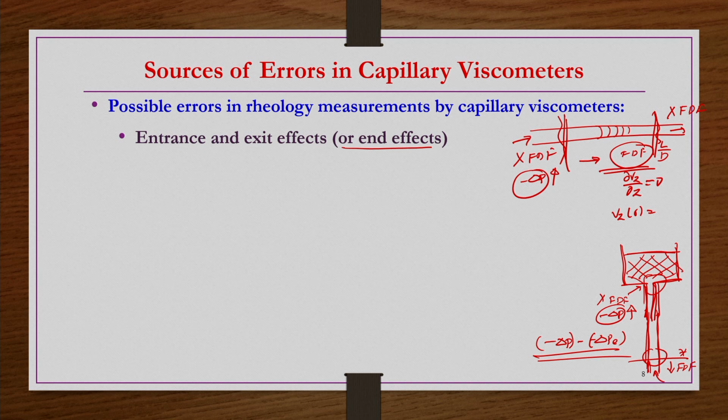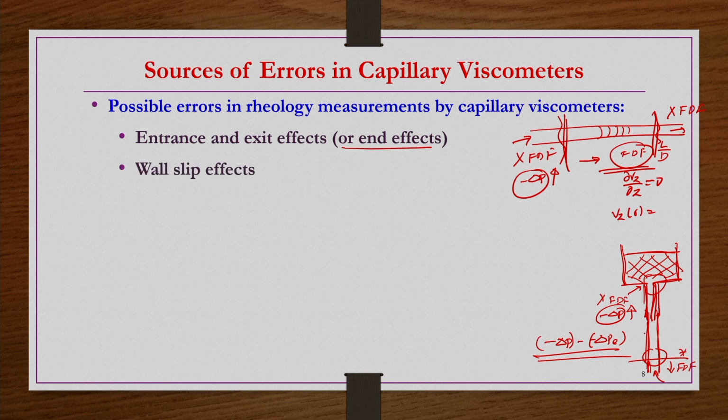End effects is a combined term. One is entrance effect, another one is exit effect. At the entrance, what is the pressure drop? At the exit, what is the pressure drop? And then how much different are these values from the fully developed region pressure drop? So, the overall pressure drop that we get in the capillary viscometer experimental study is the fully developed pressure drop, because we are taking L by D sufficiently large values. That is one. Then wall slip effect.